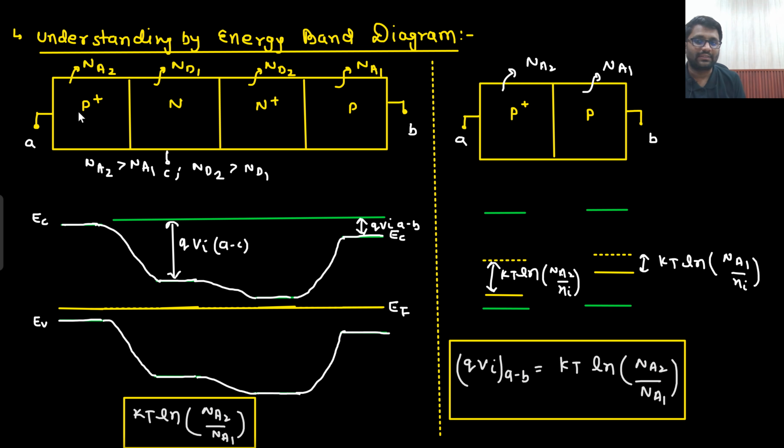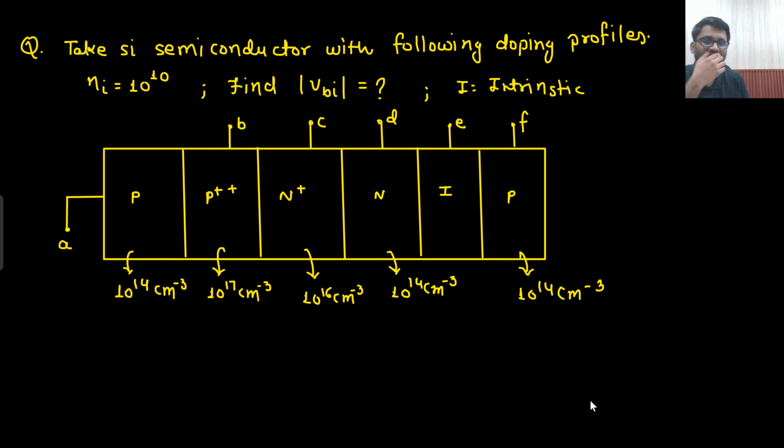So that means the two points that are connected, they will be our matter of concern. Is that understandable to you or not? A very, very interesting point. So this kind of questions they can ask any day. They have given a semiconductor with this kind of doping profile: P, P++, N+, N, I and P. I means intrinsic. You need to find out the magnitude of built-in potential between AB, AC, AD, AE, AF, or they can ask between CD as well. Any random two points they can ask. Is that clear to you? Ni value is given 10 to the power 10. Doping concentrations are also given.